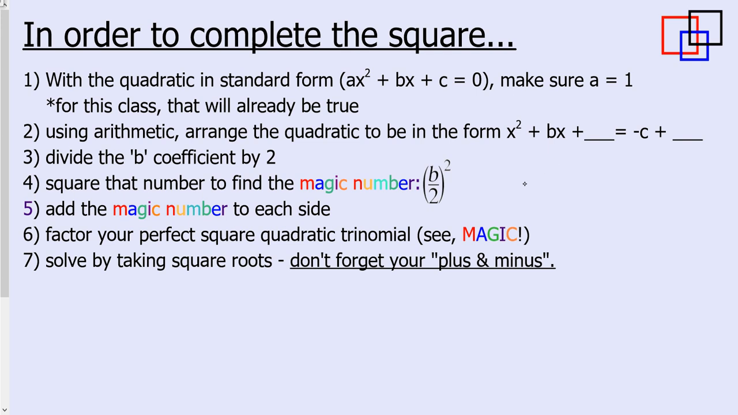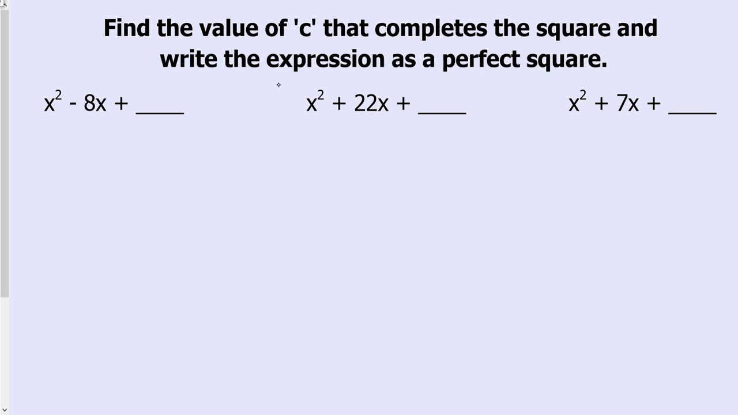All right, so it seems kind of weird. It is, but it's actually pretty cool. One might even say it's, oh, magic. All right, so first, let's get some practice with finding the magic number, which, if we're using actual math speak, we would say find the value of c that completes the square. So we're trying to find what value belongs in these blanks here, okay?